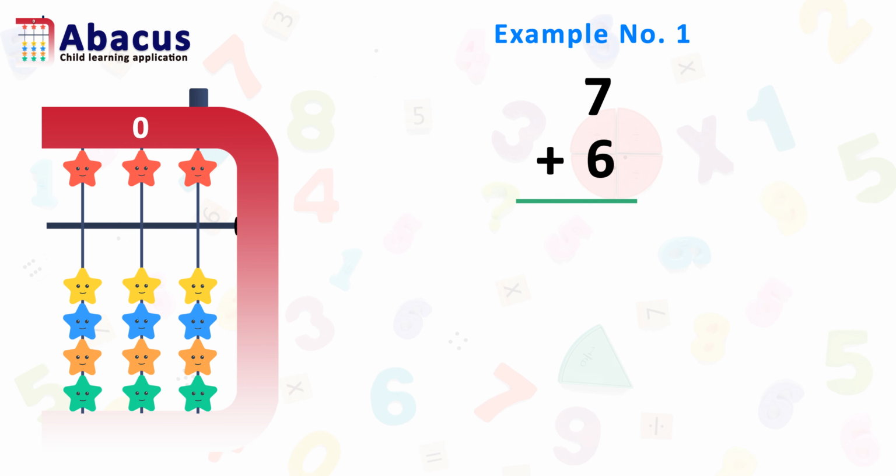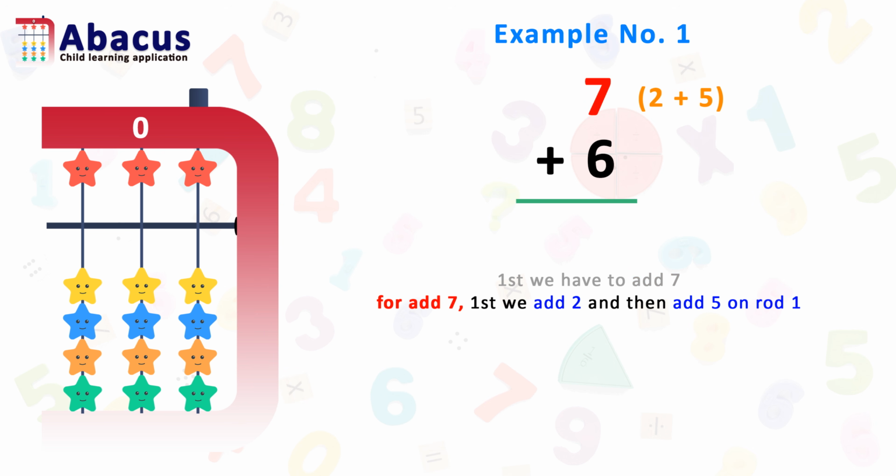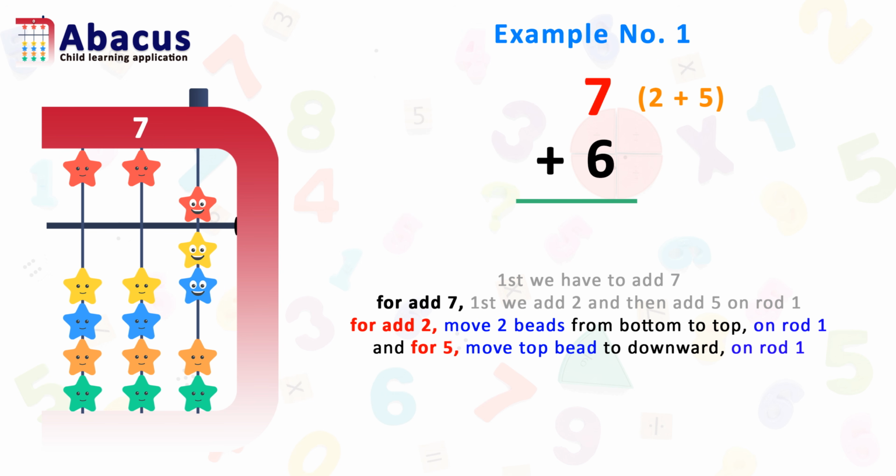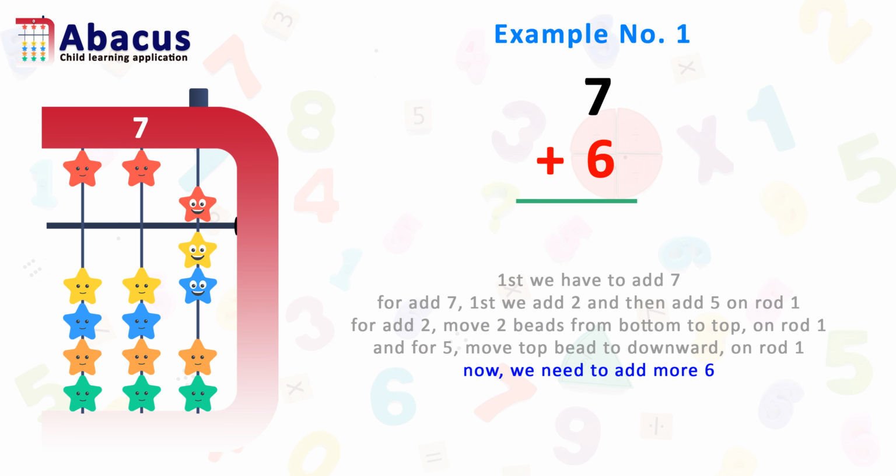Here is example number 1, 7 plus 6. First we have to add 7. For add 7, first we add 2 and then add 5 on rod 1. For add 2, move 2 beads from bottom to top on rod 1. Now for add 5, move the top bead downward on rod 1. It's simple, right? Yes. Now we need to add 6 more.